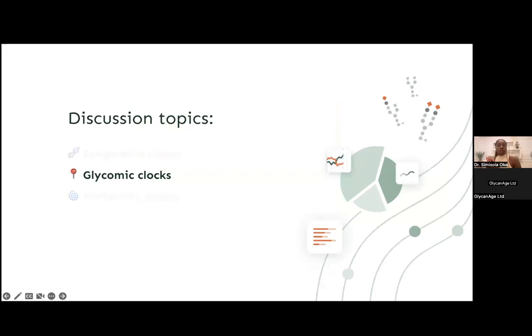Awesome. Okay, so that's epigenetic clocks done. This is why I could only pick 3 clocks, because obviously there's so much information in them. But now I'm going to talk a bit more about glycomic clocks. As I said, obviously we are GlycanAge, and so I'm going to try and be as neutral as possible, but certainly this is an area that we probably know the most about.